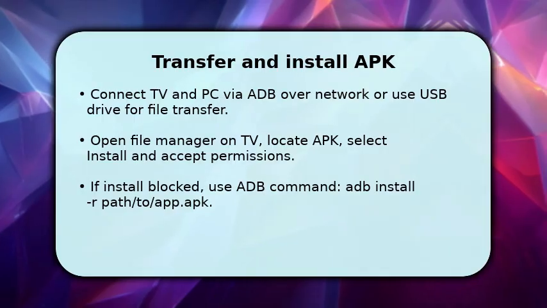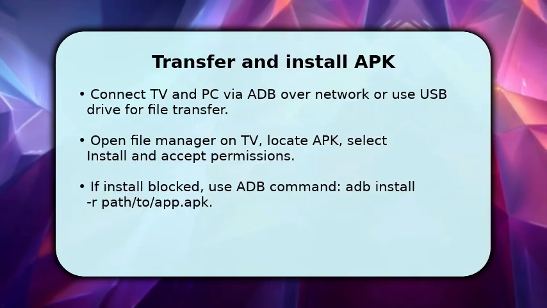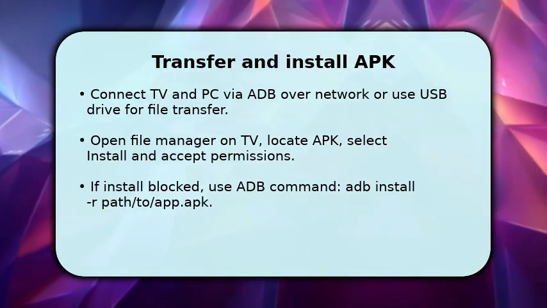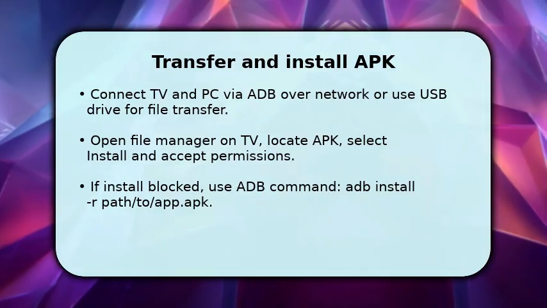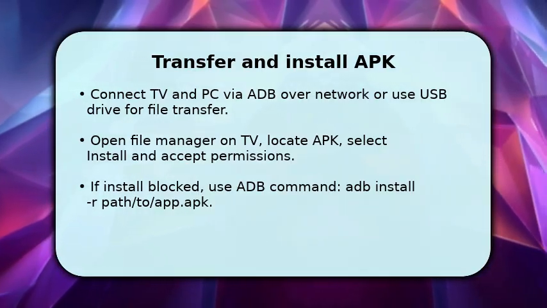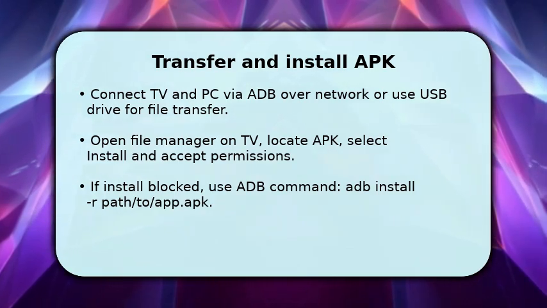If the file manager blocks installation, use ADB. Connect with adb connect TV IP, then adb install -r app name.apk to force sideload and replace older builds. These steps handle package signatures and ensure the APK is written to system storage correctly.